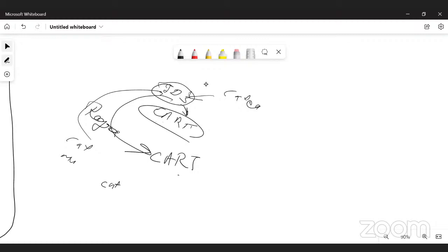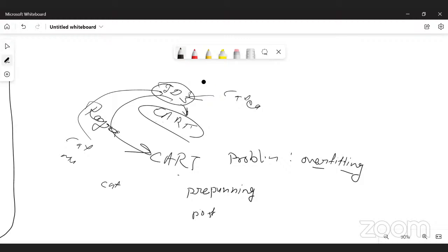Now we have seen how to design a tree, and up to what point we can go. One problem we have seen is overfitting, right? So how do we overcome this problem? There are two methods: one is called pre-pruning, and the other is called post-pruning.